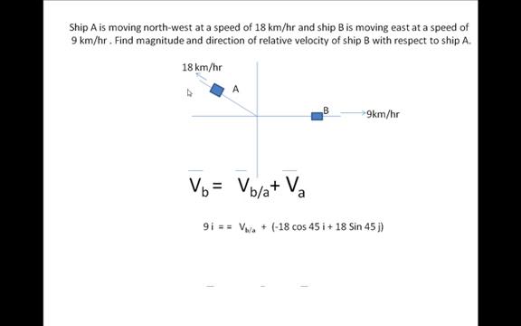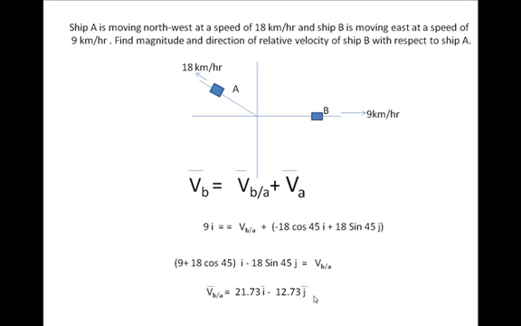Now let's put the velocities in vector form. Velocity of B is 9i, whereas velocity of A is minus 18 cos 45 i plus 18 sin 45 j. This being northwest, this angle is 45 degrees. So what we get is, we bring these terms on the left side and we get VBA, that is velocity of B with respect to A, is 21.73i minus 12.73j.